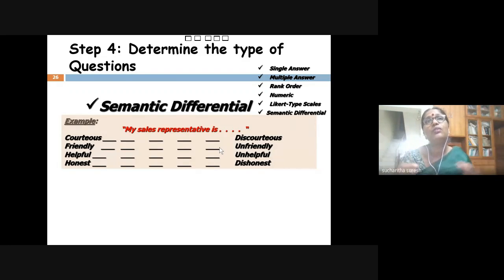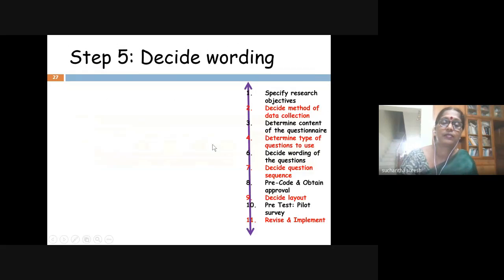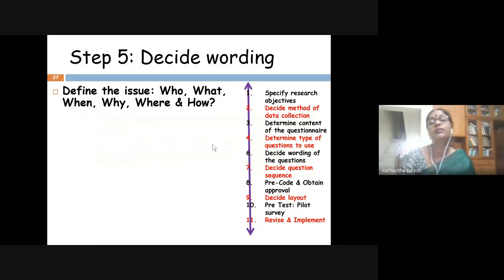So you need to decide whether you are giving a rating scale, or an objective type of yes-no kind, or multiple responses. You have to decide in your question. Now, the fifth one is deciding the wording. So how the question needs to be framed.